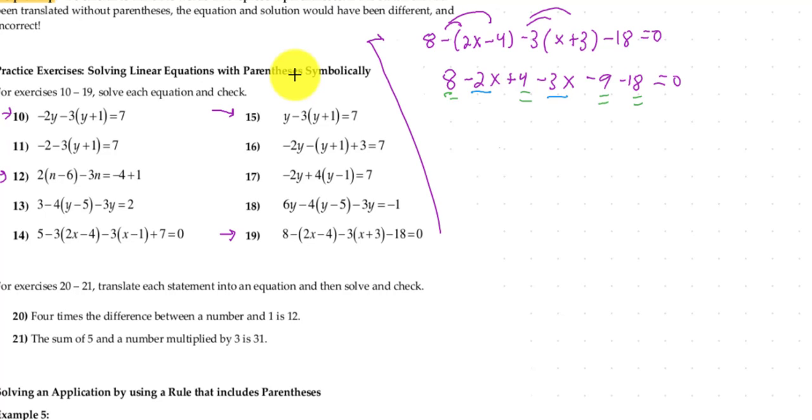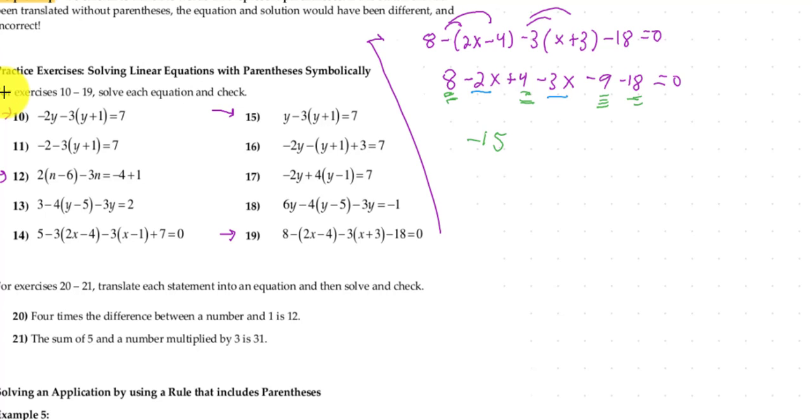So 8 plus, right, here's 8 plus 4 is 12. 12 minus 9 is 3. And 3 plus negative 18 is negative 15. Right, so again, if I add everything up with the green line under it, I should end up with negative 15.